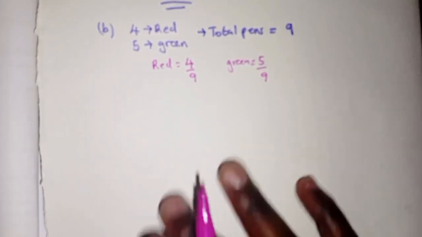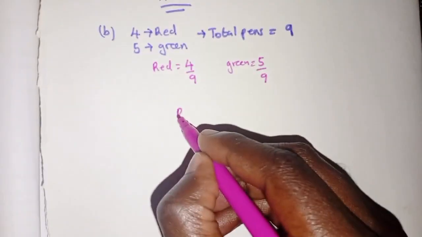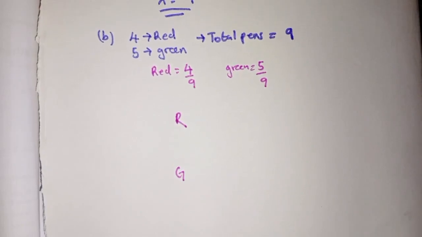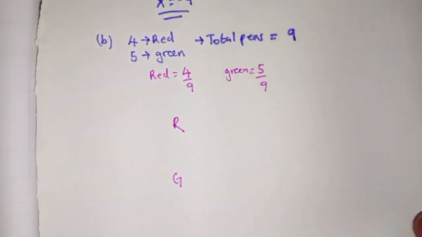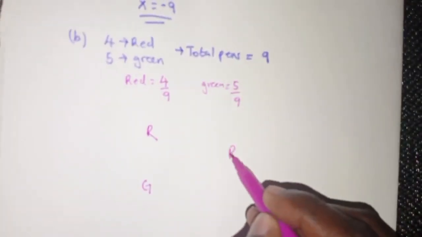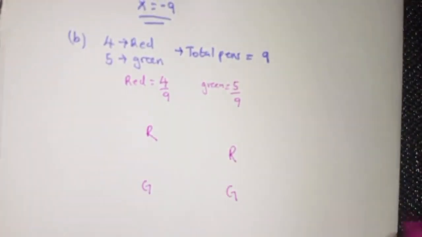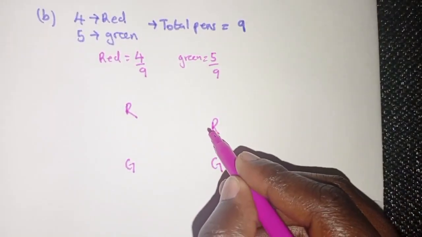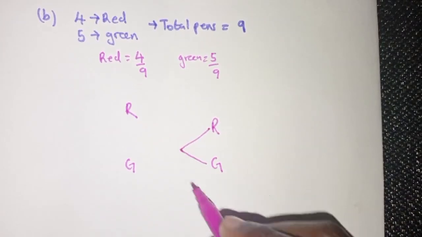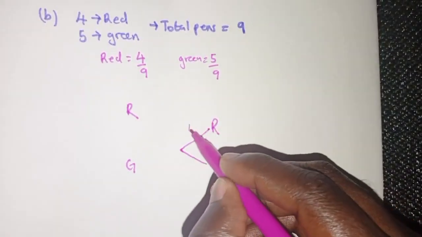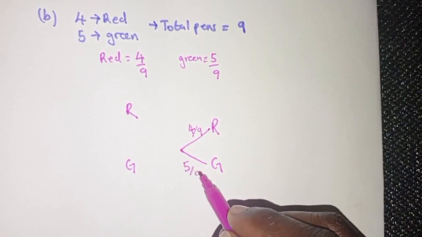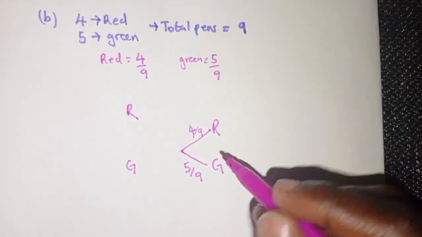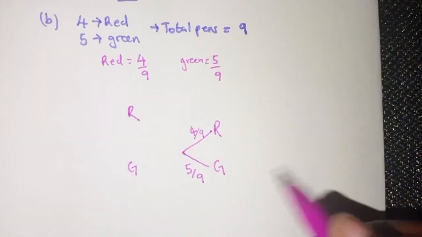So here's how you do that. You're going to write red this side and green this side. I hope I won't run out of space. Let me just do it from here. If I put red there and green there, it will go like this. So red is 4/9. Green is 5/9. Now the probability will be that one pen is picked and it's not replaced.